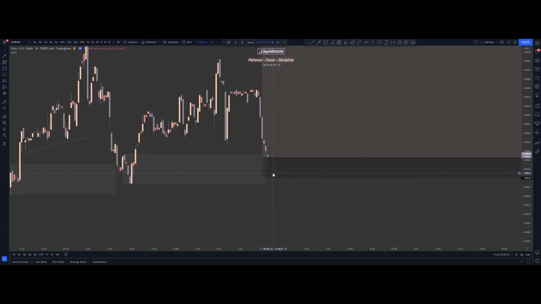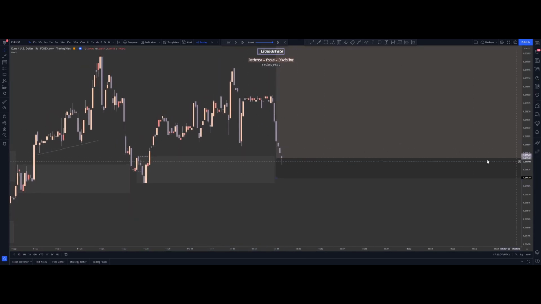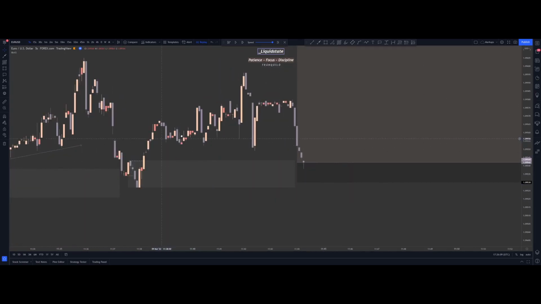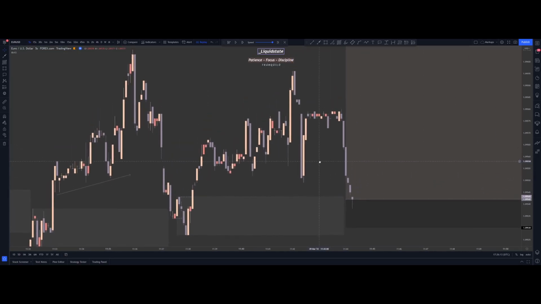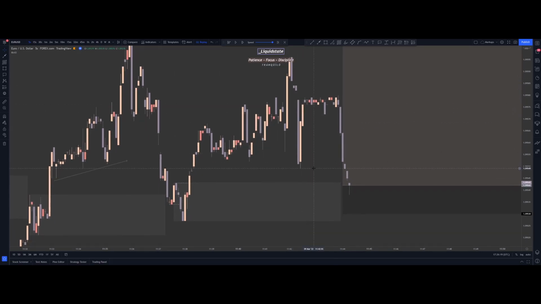I did actually use a slightly bigger stop loss than I usually do. I used a stop loss of 1.2 pips instead of 1 pip, just because the recent market volatility has been absolutely insane. The average daily range has just skyrocketed compared to previous price action a month ago.